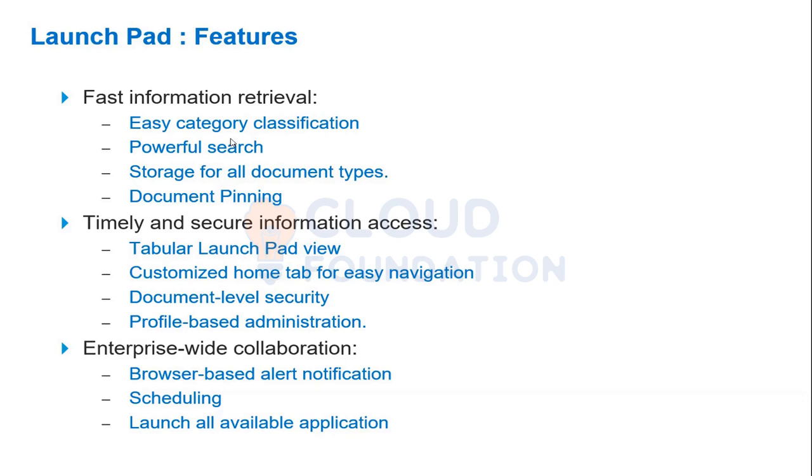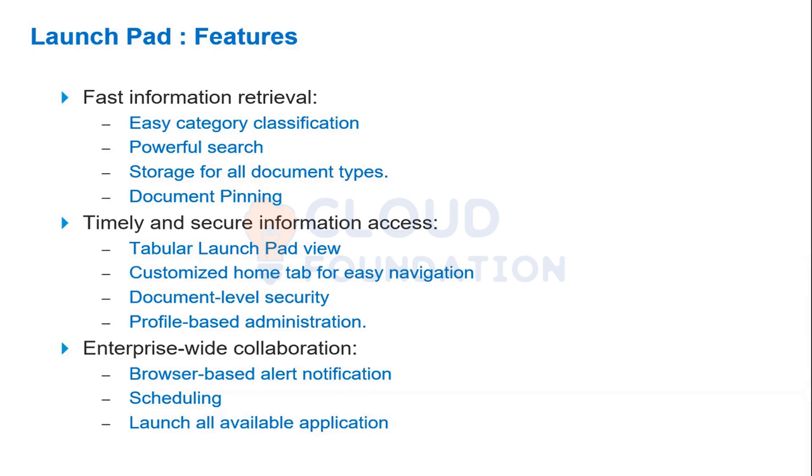We will create some folders, and under that folder, we will put a report. We will create some categories to understand it better. There is a powerful search option. If we know the report name, we can search by entering the report name and it will show us the possible reports. And it is storage for all document types.